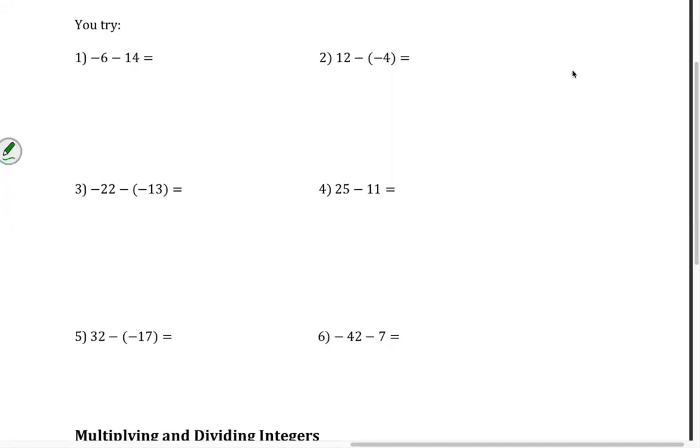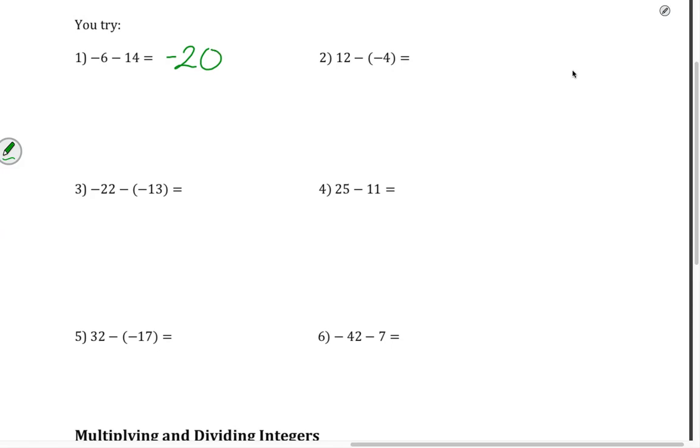All right, Nate. Do you think you can tell me the answer to number 1, -6 minus 14? -20. Perfect. -20. Kind of think if you owe me $6 and you owe me $14, you owe me $20.